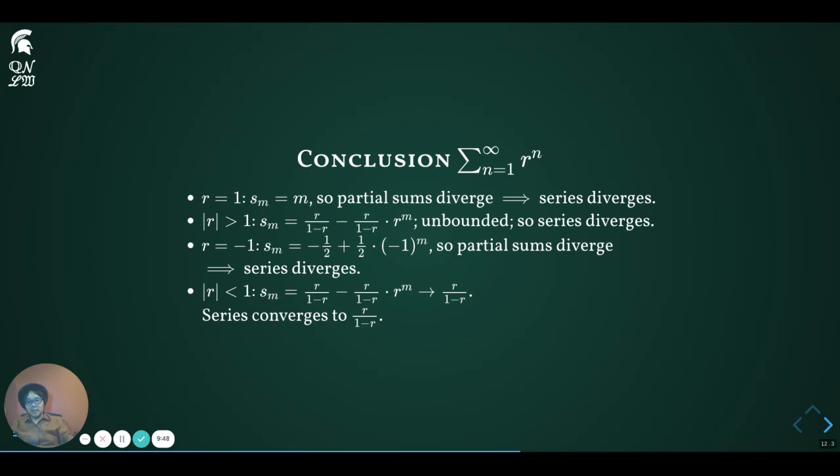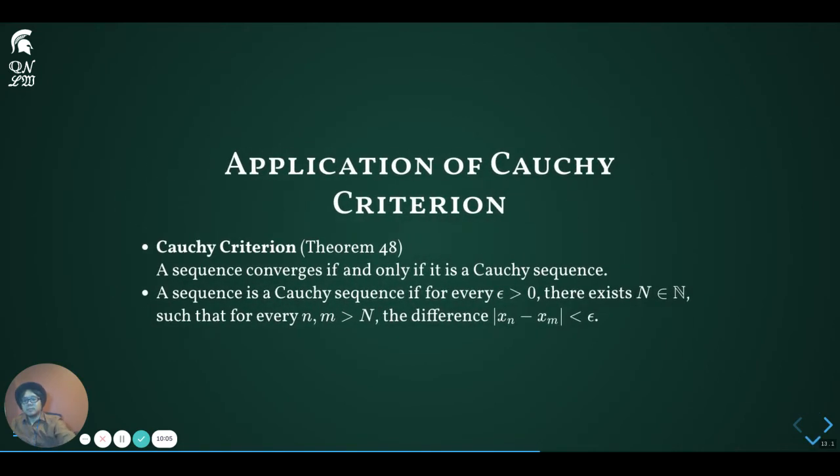And hence, in this case, we say that the infinite geometric series converges to r over 1 minus r when r in absolute value is less than 1. You probably have seen something like this already in your calculus class.